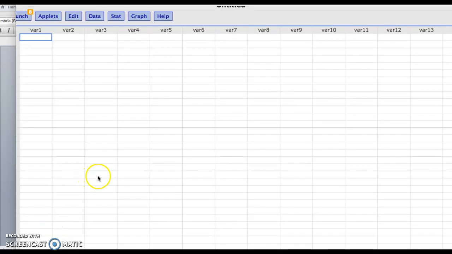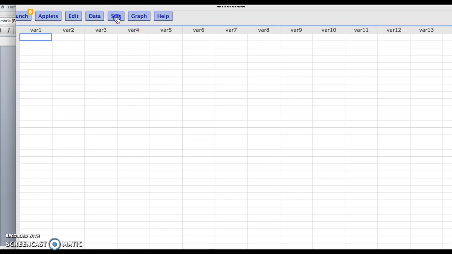Okay, so the first thing you want to do with this one is find the proportion for the sample that she took. So it's 105 divided by 250, which is equal to 0.42.